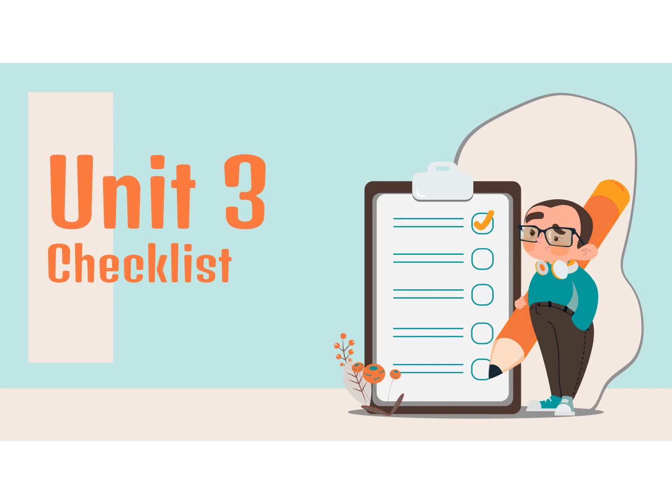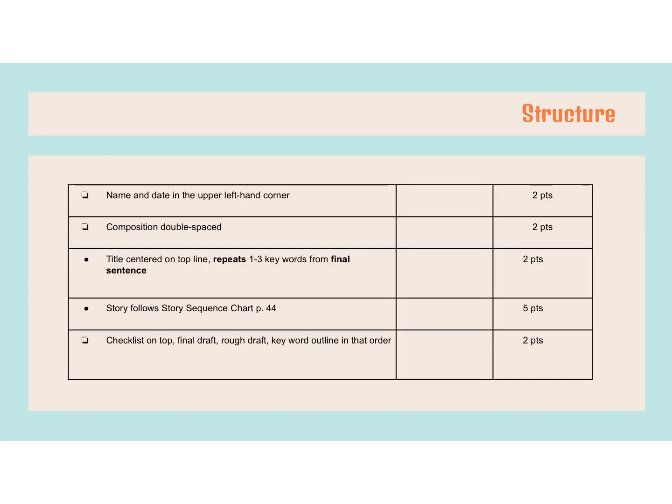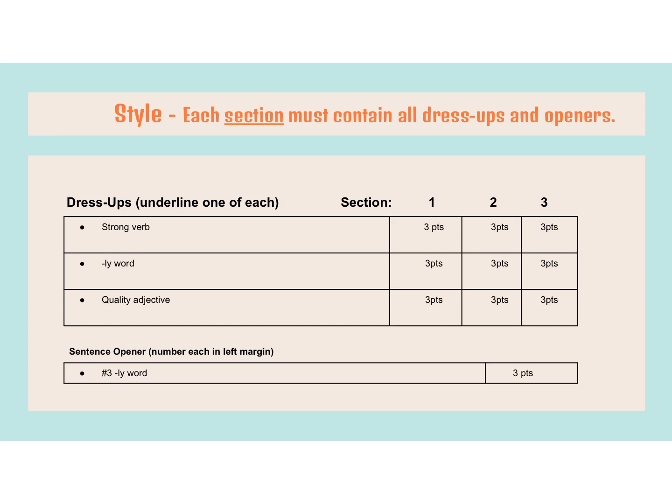Before finishing their final draft, students should be given a checklist from their teacher. This is just one example of a checklist. Your checklist might have more things or less things depending on where your students are in the process. The first part of the checklist is just about the structure of the paper. And so if you follow these, then you'll get all the points for structure. Next on the checklist will be style.